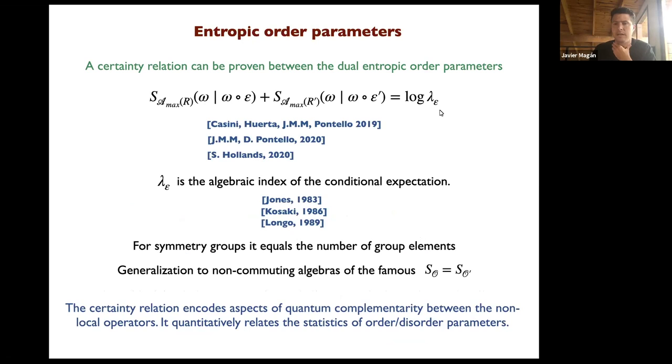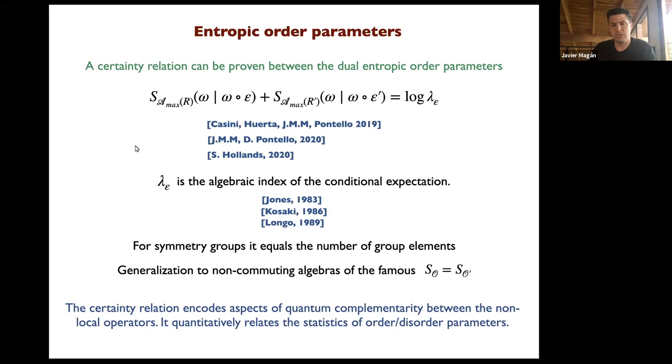And this number is called the algebraic index of the conditional expectation, which has been very much studied in the mathematical literature since the work of Jones. But we are not going to go over the definition today, since it involves several technicalities. But let me say that for the cases of interest here, for symmetry groups, it just equals the number of group elements. So as an intuition for this certainty relation, you can think about it as a generalization to non-commuting algebras of the famous statement that the entanglement entropy of commuting algebras in pure states are equal.